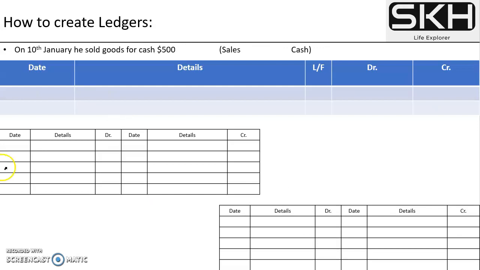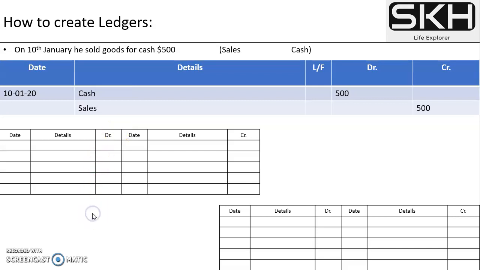Let's see one more transaction. On 10th January, he sold goods for cash for 500. So the date is 10th January. I'll write date 10th January 2020, and this is sales and cash. Sales is our income. We always know that sale is income. Income is always credit. So I will write 500 on the credit side, and I will write sales here, and debit is cash because we are receiving cash by selling goods. So sales will be credit and cash will be debit because our asset is increasing.